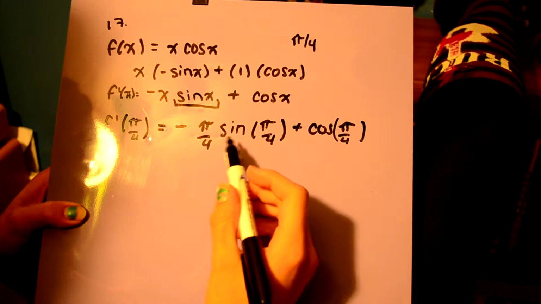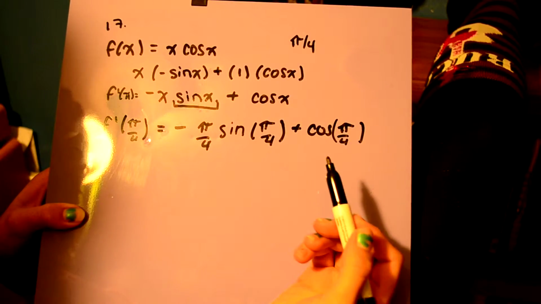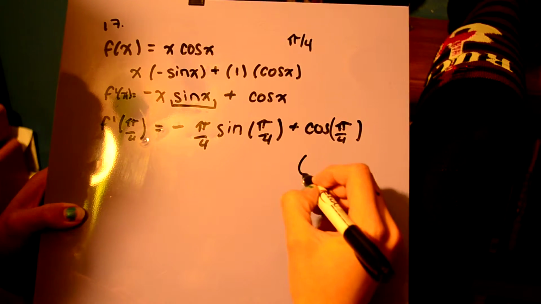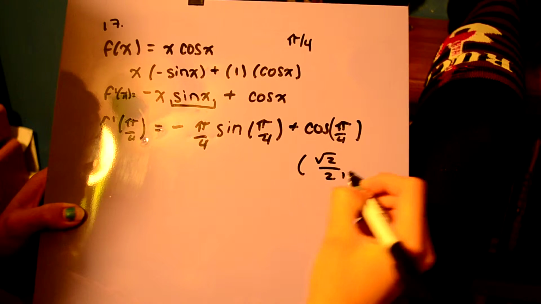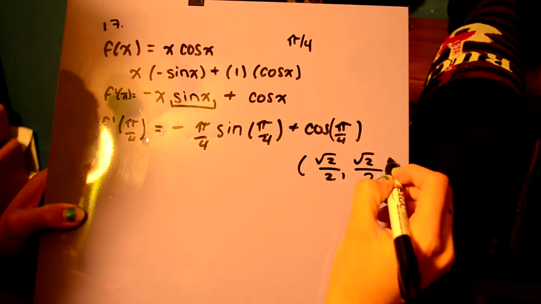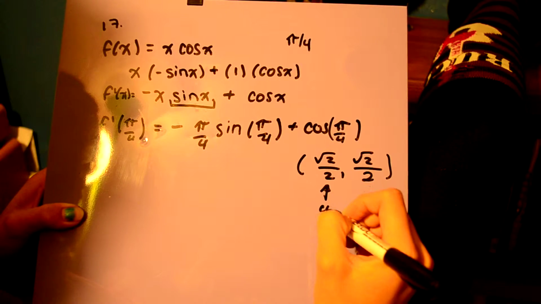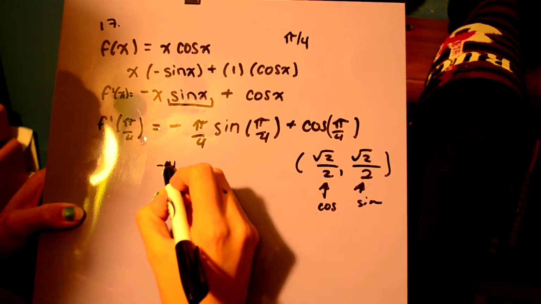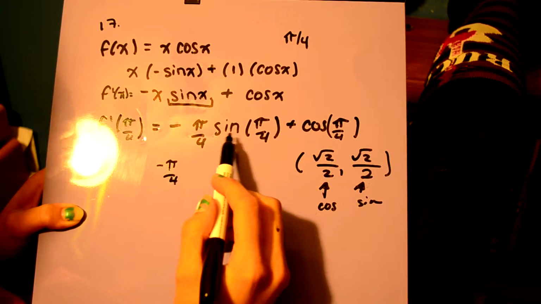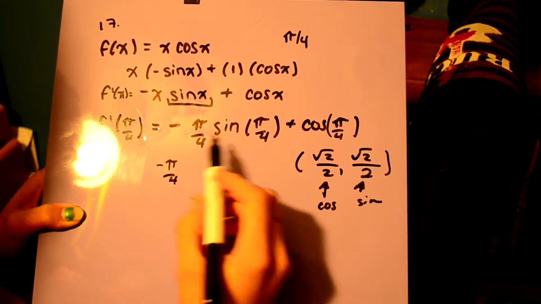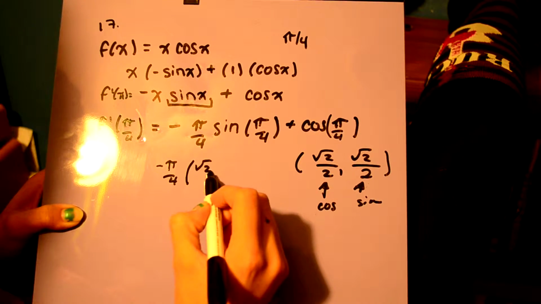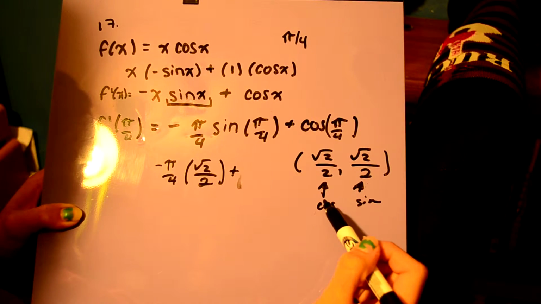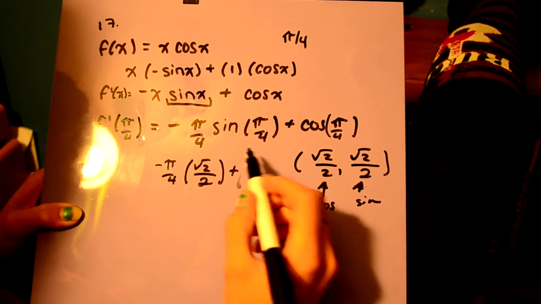Alrighty, so now sine of pi over 4, this refers to the coordinates on the graph. And pi over 4, the coordinates of pi over 4 are actually square root of 2 over 2, square root of 2 over 2. Where this is cosine and this is sine. So the sine of pi over 4 is square root of 2 over 2. And then cosine of pi over 4 is also square root of 2 over 2.